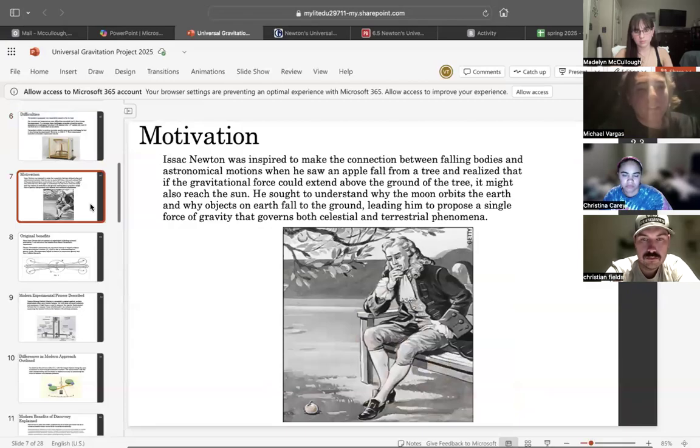2.3 Motivation. Isaac Newton was inspired to make the connection between falling bodies and astronomical motions when he saw an apple fall from the tree and realized that if the gravitational force could extend above the ground of the tree, it might also reach the sun. He sought to understand why the moon orbits the Earth and why objects on Earth fall to the ground, leading him to propose a single force of gravity that governs both celestial and terrestrial phenomena.